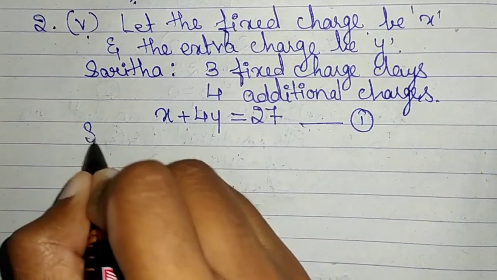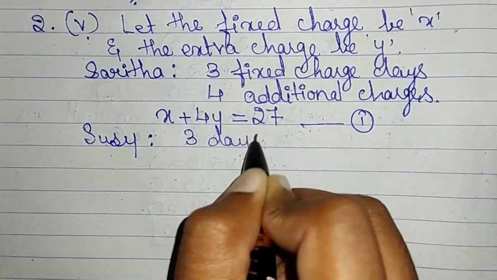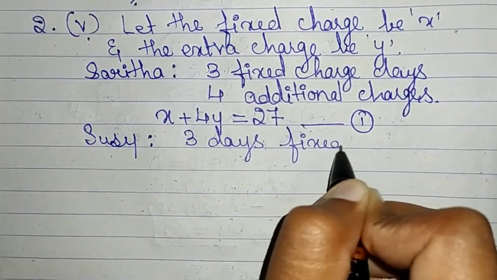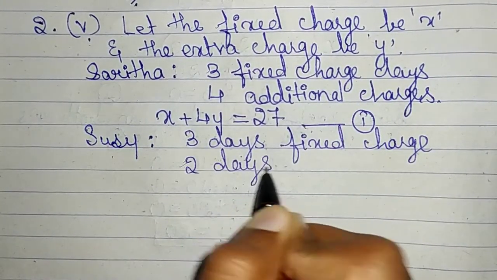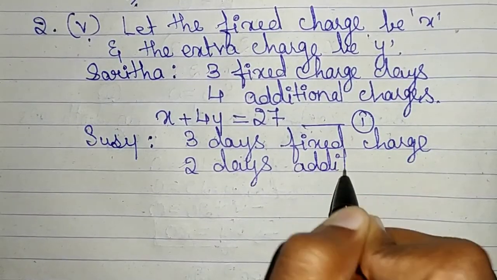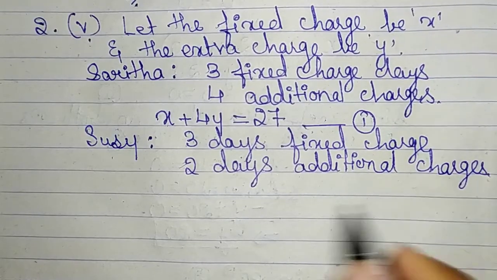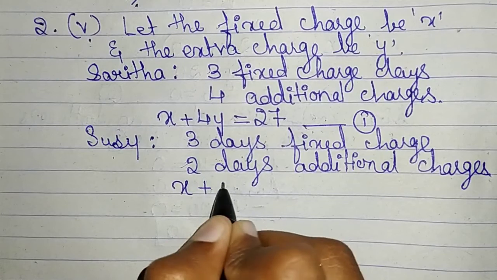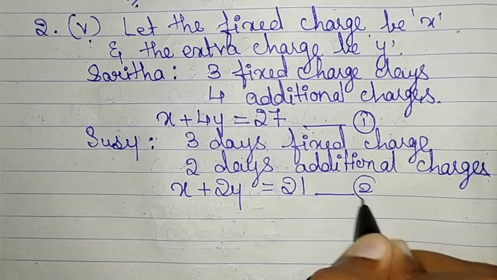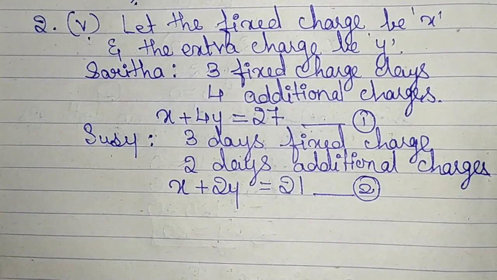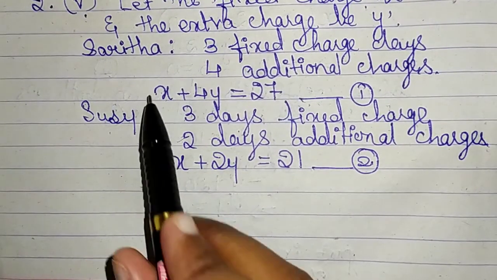Similarly, Susie kept the book for 5 days. So she paid 3 days fixed charge and 2 days additional charges. Right. So now the new equation will be x + 2y = 21, the total amount she paid was 21 rupees. So these are our two linear equations in two variables. Now once again, if you see here, the coefficients of x are same.